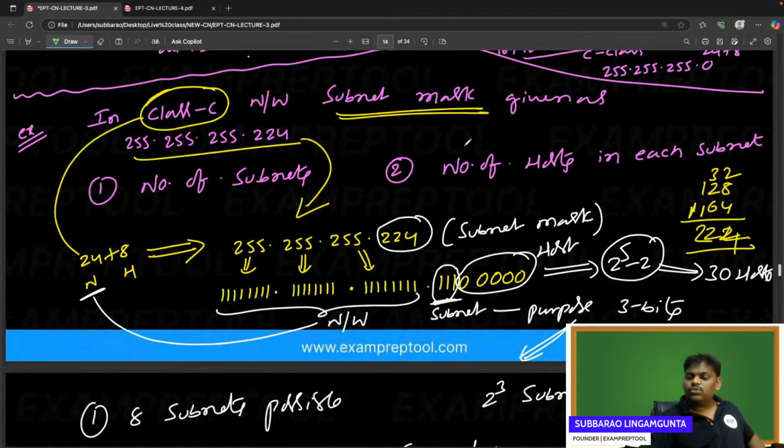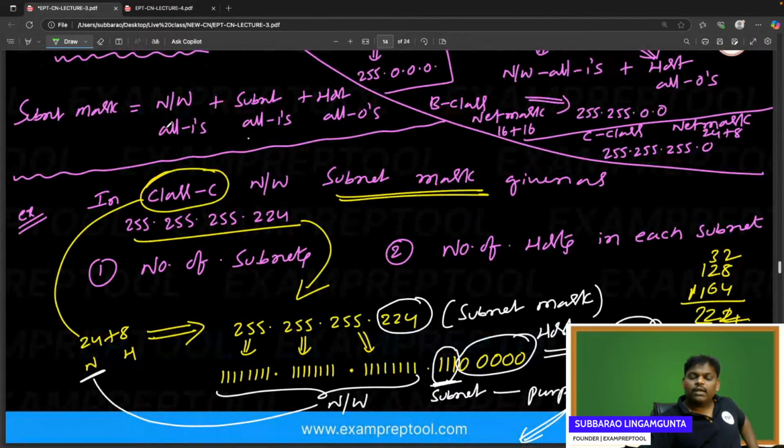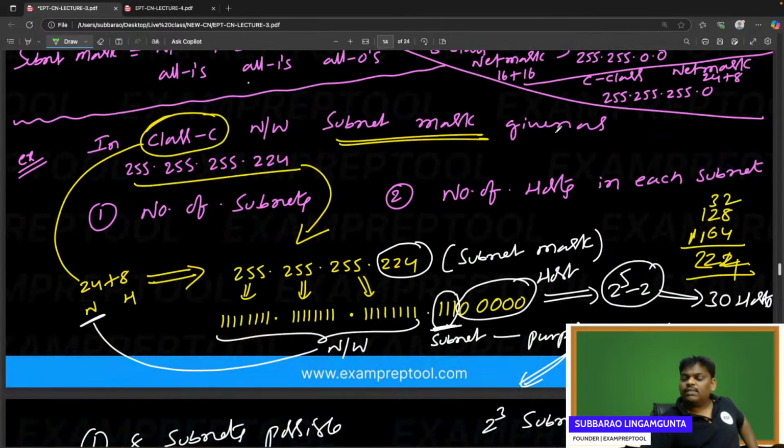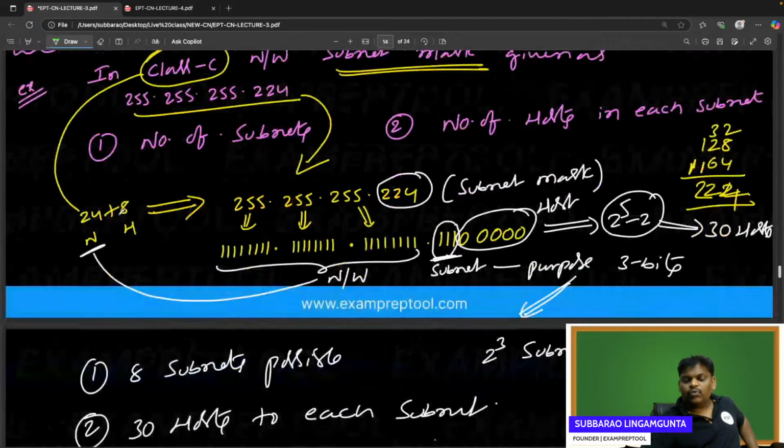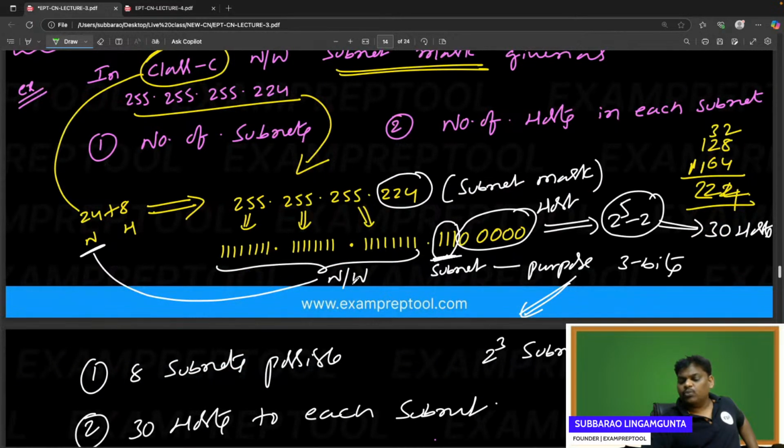Now, next question is going to be, what is subnet mask? Network part all ones, subnet part all ones, host part all zeros. Now see the problem. In class C network, subnet mask given like this. Class C, 24 plus 8. 24 is network, so you write the mask properly. 24 ones, which is the network. Still ones are there, that is the subnet area. Zeros are going to be the host area.